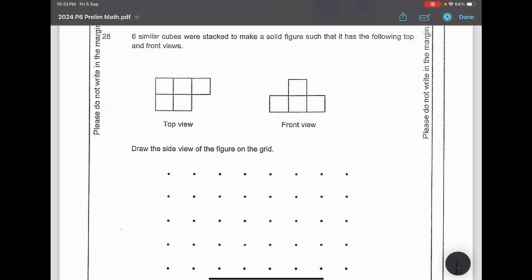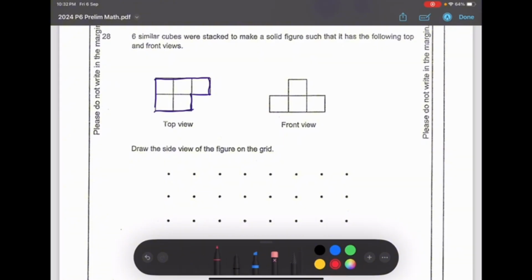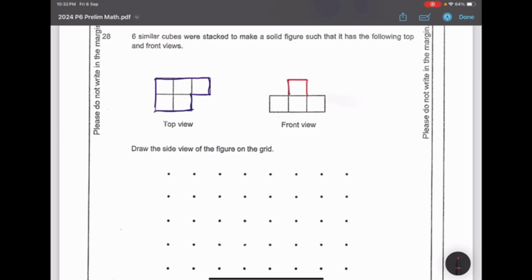Moving on to question 28. 6 similar cubes were stacked to make a solid figure such that it has the following top and front views. So from the top, it looks like this. And from the front, it looks like this.